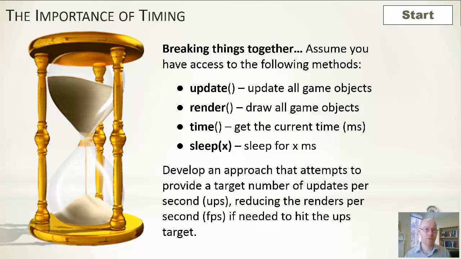So as opposed to update, draw, I might do update, update, draw. So I squeeze in a couple of updates, I lower the frames per second, but my target is that I try to stick to my target number of updates, and if need be, I sacrifice some of the renders to make sure I adhere to that target. And you can do that perfectly simply using these four different methods.